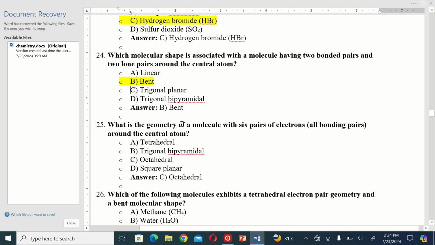What is the geometry of a molecule with six pairs of electrons around the central atom? A. Tetrahedral. B. Trigonal bipyramidal. C. Octahedral. And D. Quadruplanar. So the correct option is octahedral.